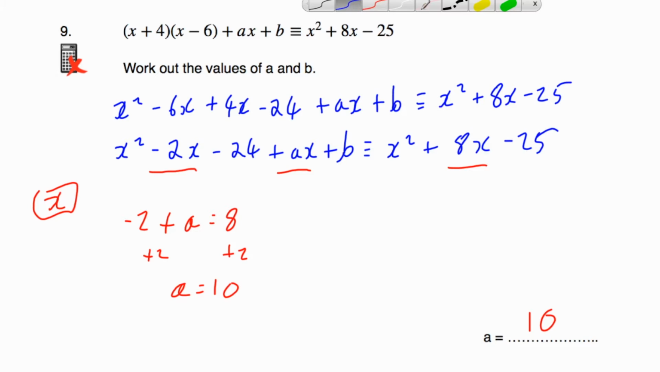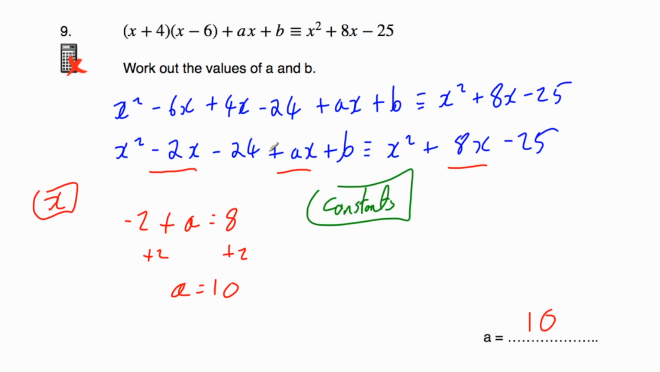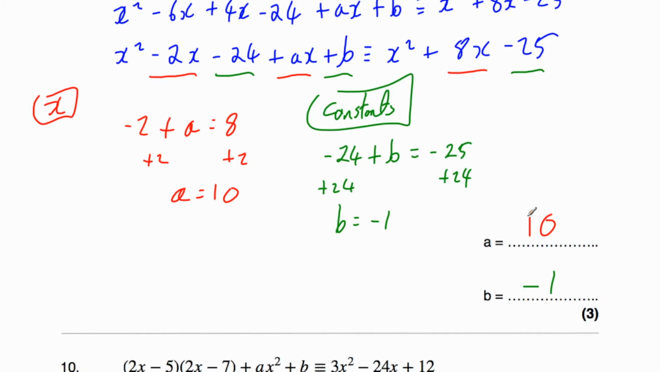Fantastic. Now we've done our x's and we've got a is equal to 10. Now let's look at our constants. On the left hand side, we've got minus 24 plus b, and on the right hand side we've got minus 25. So minus 24 plus b is equal to minus 25. We want the b on its own, so let's add 24 to both sides. On the left hand side we'll be left with b. On the right hand side we had minus 25, we're adding 24, that brings us to minus 1. So b is equal to minus 1, and that's it.